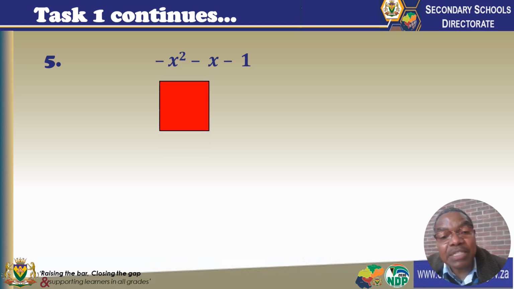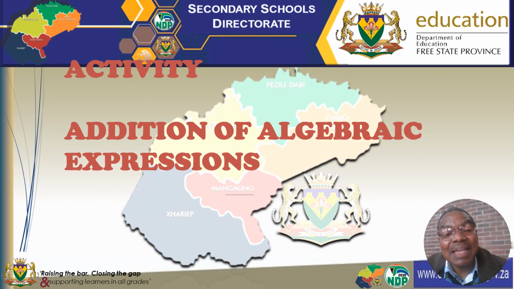We have minus x squared, negative x, and minus 1. This is how we represent it. Now let's look at our activity, which is based on addition of algebraic expressions, so we'll be able to see our outcomes of it.